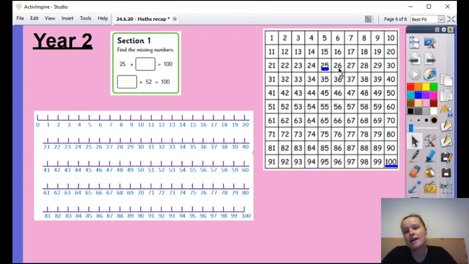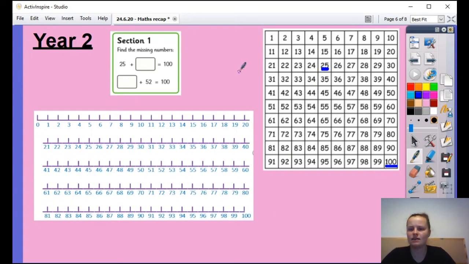Now we could count in ones. We could go 1, 2, 3, 4, 5, 6, 7, 8, 9, 10, 11, 12, 13, 14, 15, 16, 17, 18, 19, 20, 21, all the way up. But that takes a very, very long time. Okay, so I know in year two, when we've been looking in maths, there are different ways to help us work out these answers. So what would be easiest first is to get to the nearest 10.